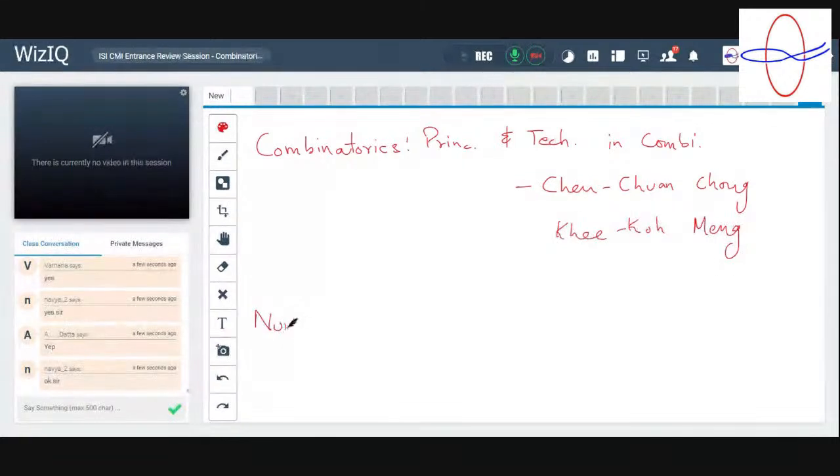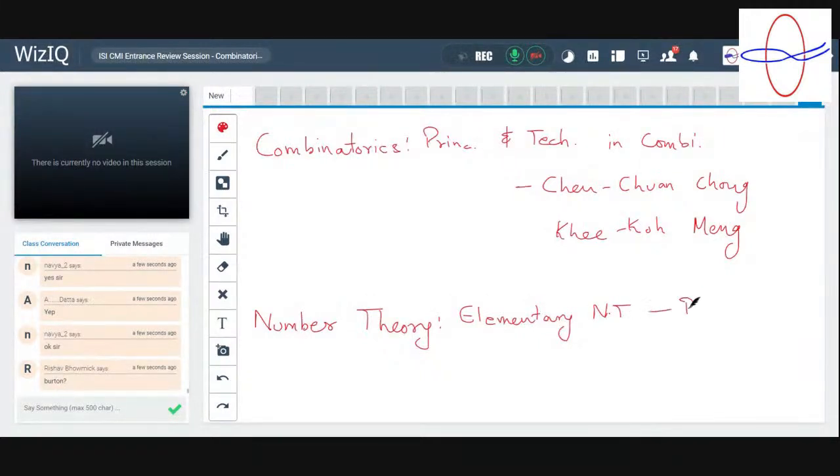For number theory, the book is the classic Burton's book. It's called, yes, Elementary Number Theory. Elementary NT by Burton. Once again, I skipped, I think, half the book. So there's a chapter called quadratic reciprocity and stuff like that. Everything from that point onwards, I skipped. Couldn't care less. Okay, what other topics are there?